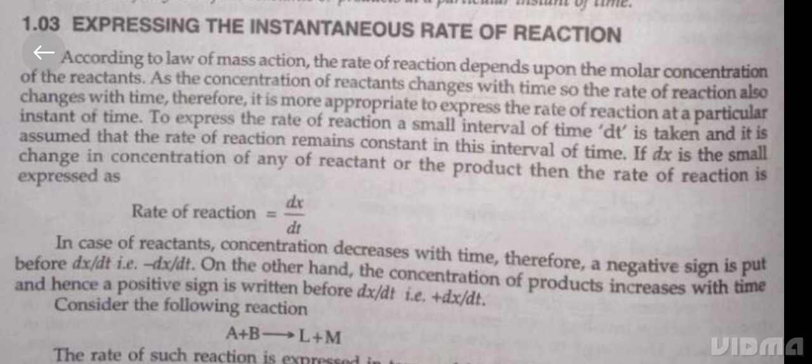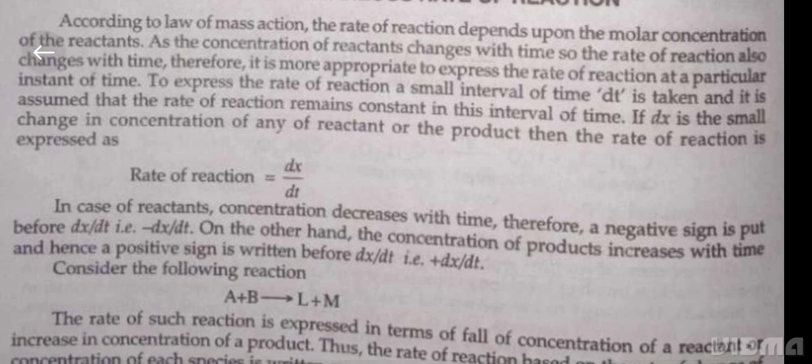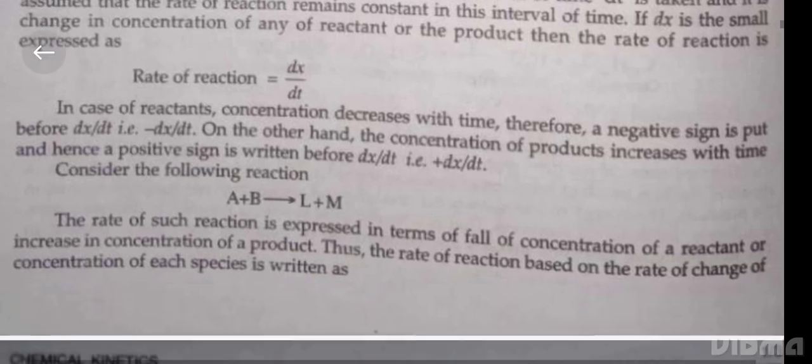If dx is a small change in concentration of any of the reactants or the products, then the rate of reaction is expressed as rate of reaction equals dx upon dt. In case of reactants, concentration decreases with time, therefore a negative sign is put before dx upon dt. On the other hand, the concentration of products increases with time, and hence a positive sign is written before dx upon dt: plus dx upon dt. Consider the following reaction.